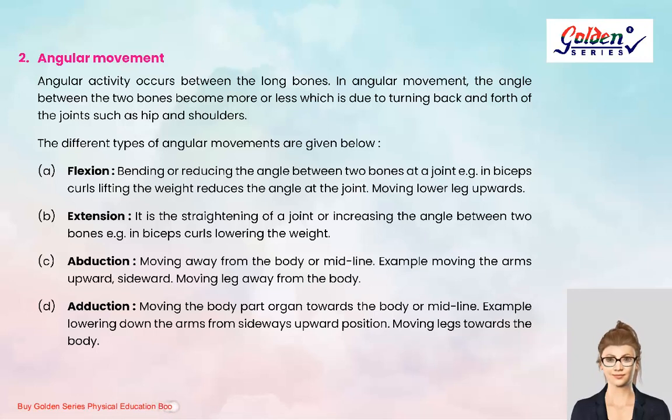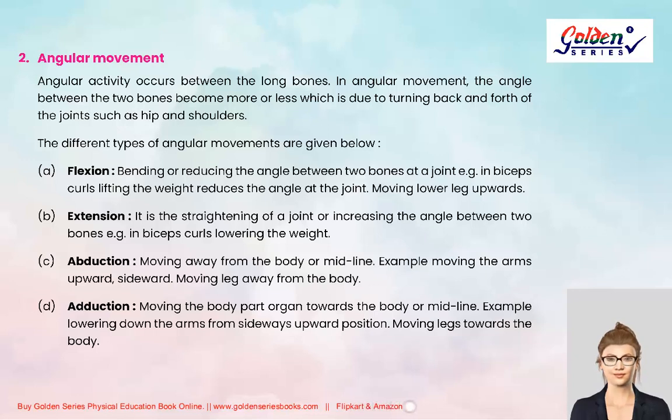Number 2. Angular movement. Angular activity occurs between the long bones. In angular movement, the angle between the two bones becomes more or less, which is due to turning back and forth of the joints such as hip and shoulders. The different types of angular movements are given below.